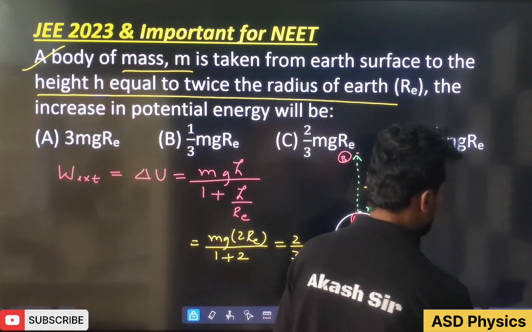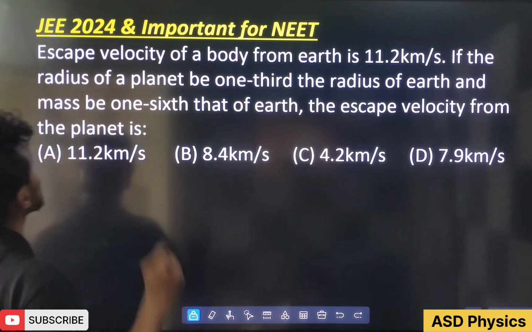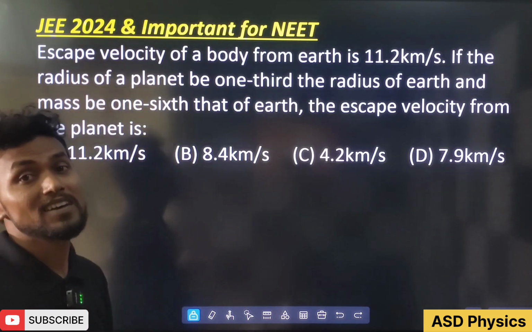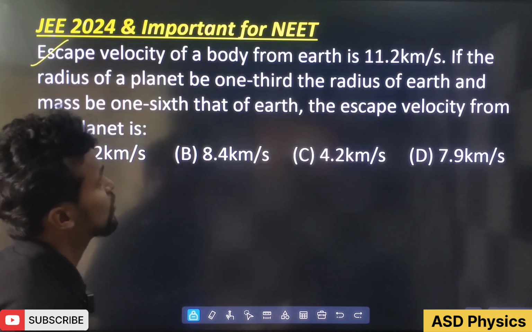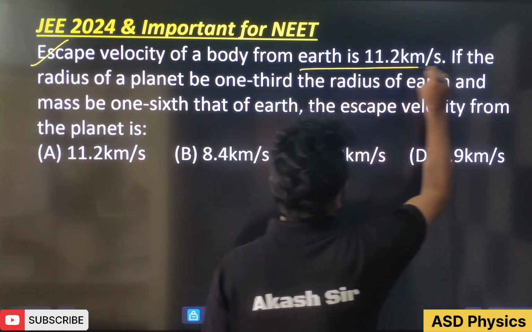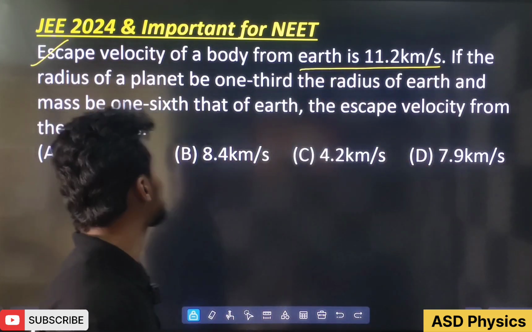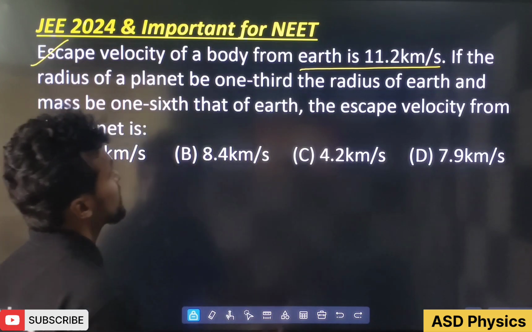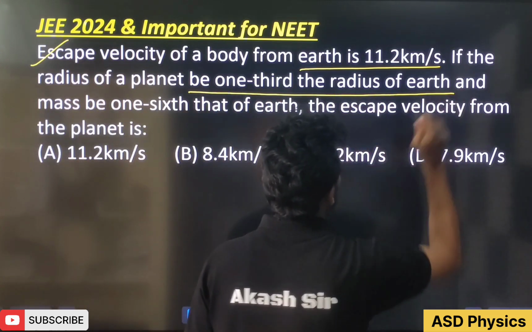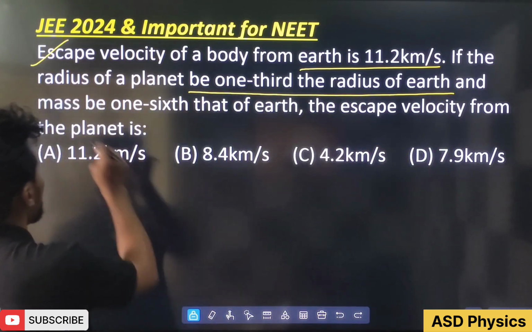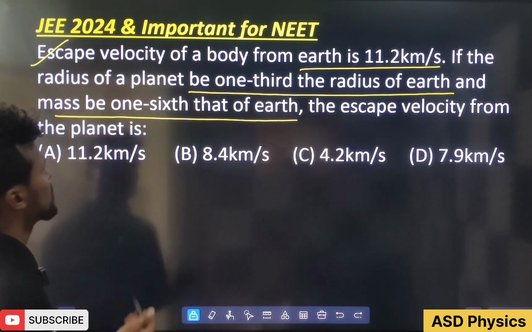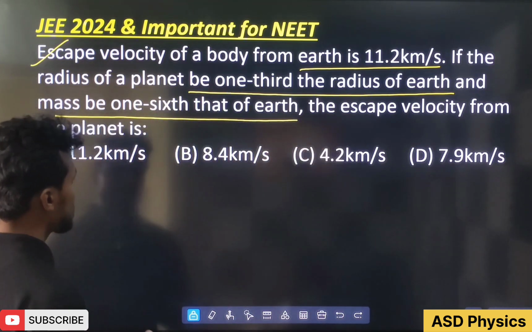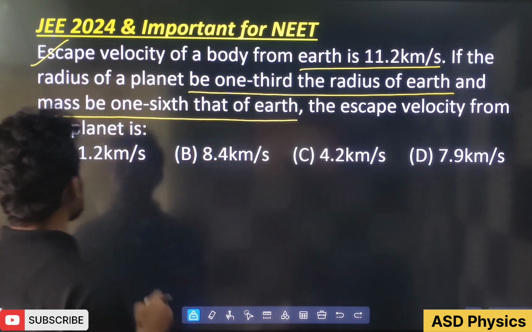Okay, next one students, let's see the question based upon the escape velocity asked in JEE 2024. The question is, escape velocity of a body from earth is 11.2 km per second. If the radius of a planet be 1/3 of the radius of the earth and mass be 1/6 that of the earth, then escape velocity from the planet is how much? Okay, so what we have to do? First we have to note down the data here.